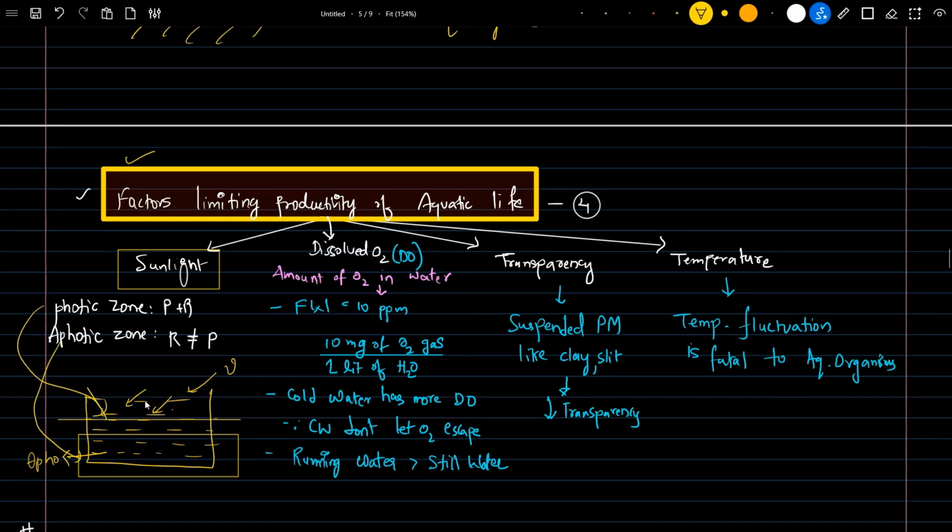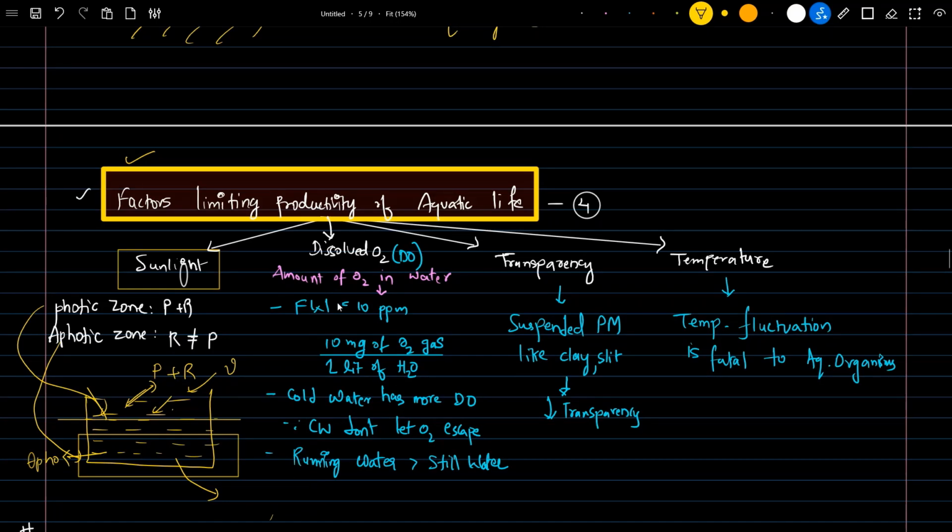In the photic zone, both photosynthesis and respiration take place. In the aphotic zone, obviously respiration takes place because some kind of living organism is present, but there will be no photosynthesis happening in the aphotic zone.